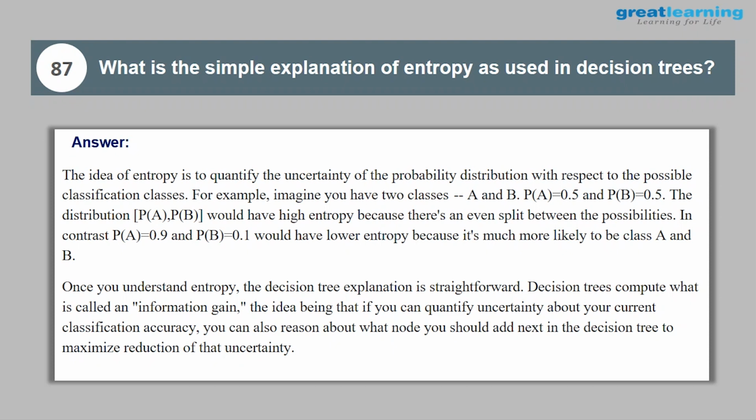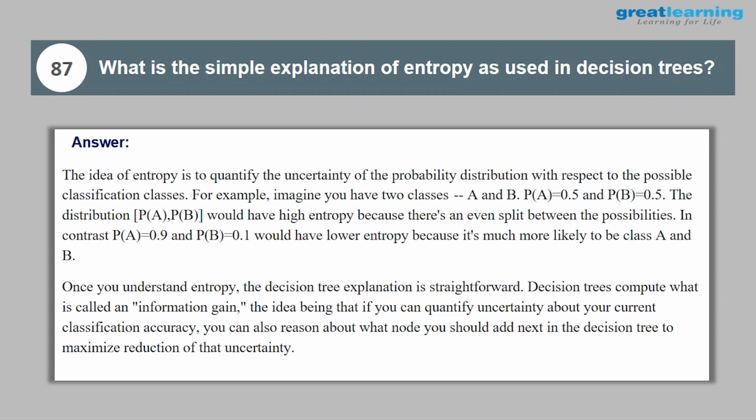The distribution of probability of A and probability of B would have high entropy because there is an even split between the possibilities. In contrast, probability A equals 0.9 and probability B equals 0.1 would have lower entropy because it's much more likely to be class A than B.